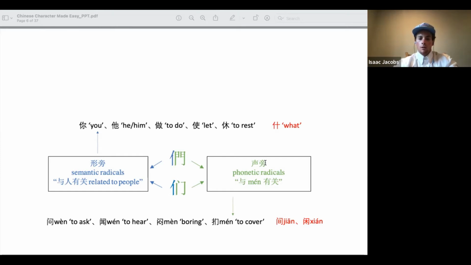Through the radical of man, you can associate and learn the following Chinese characters: wen, to ask; wen, to hear; men, boring; man, to cover. The pronunciation of these characters is related to man. Also note that characters with the radical of man are not always related to man. For example, jian and xian.